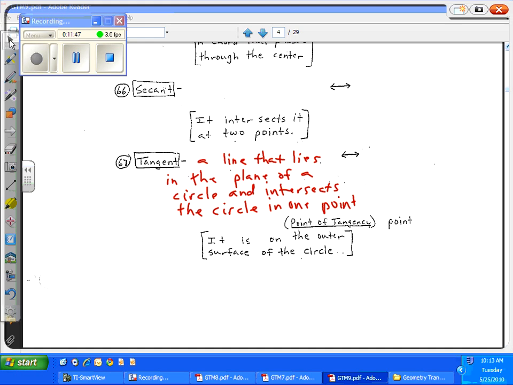A tangent is a line that lies in the plane of the circle and intersects a circle in one point. We said the tangent line in the circle above was line IJ. That point at which the tangent line intersects the circle is called the point of tangency. It's on the outer surface of the circle. Okay?